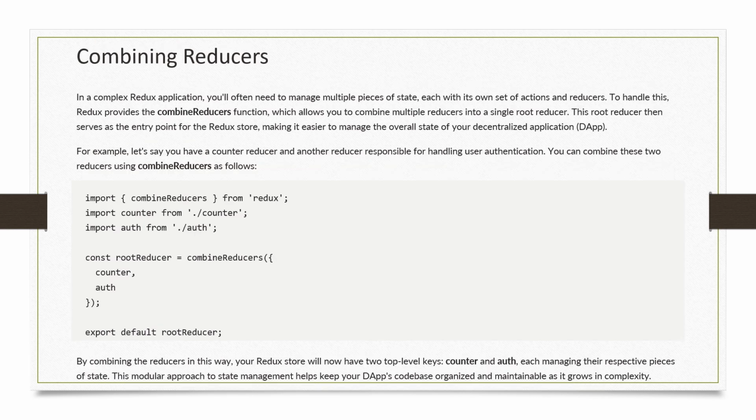In a complex Redux application, you'll need to manage multiple pieces of state, each with its own set of actions and reducers. Redux provides the combineReducers function, allowing you to combine multiple reducers into a single root reducer. For example, let's say you have a counter reducer and another reducer responsible for handling user authorization. So we can combine these two with the help of this code. In this code, the first line imports the combineReducers function from the Redux package. Then it imports the counter reducer, and then it combines the counter reducer into a single root reducer.